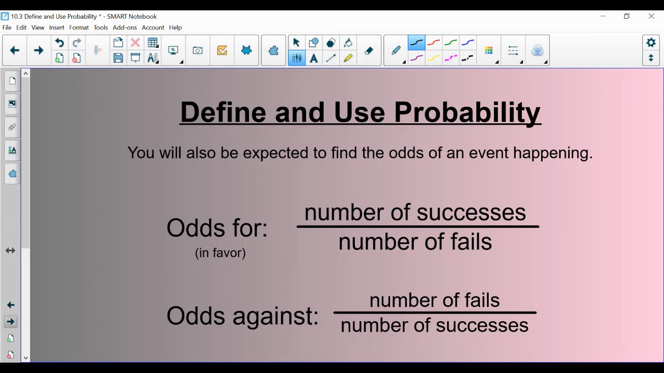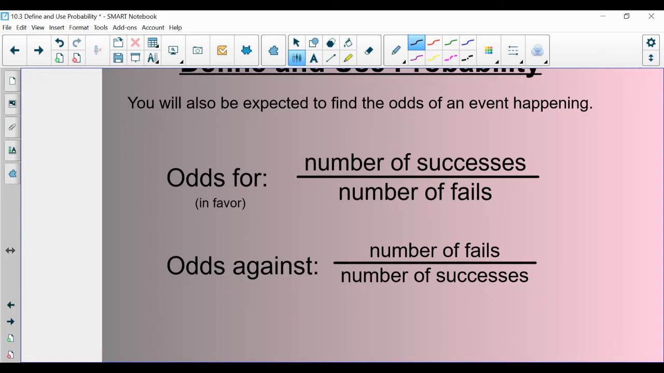In 10.3 and in chapter 10, I'm also going to ask you to find odds. And I feel like in everyday language, we use probability and odds interchangeably, but mathematically, they're not the same thing. And so let's go over and highlight the difference.